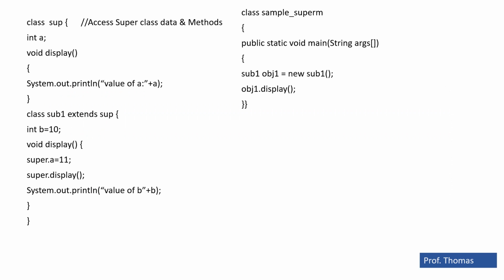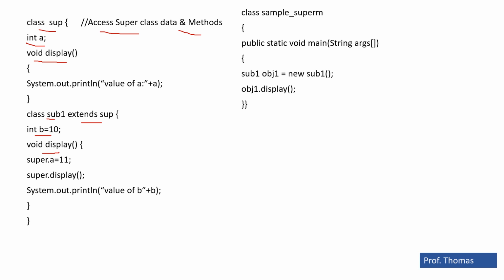Here we see another example, accessing superclass data and methods. Here is one class Super, and another class Sub1 extends Super. The superclass contains the class variable int a and the subclass contains the class variable b equal to 10. Both the superclass and the subclass contain the same method, void display.